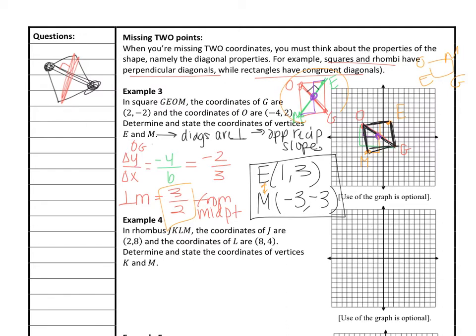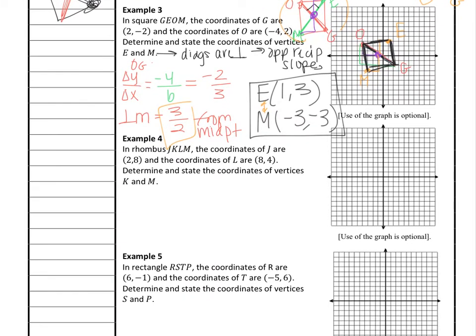It doesn't matter. So I know that was a weird process, but we're going to repeat it once more, and then we're going to do rectangles. So we have a rhombus, which is just like a square, but it's tilted. And they give us J, and they give us L. So I'm going to plot those 2, 8. And 8, 4. And then I'm going to connect them, and you should connect them using a straight edge.